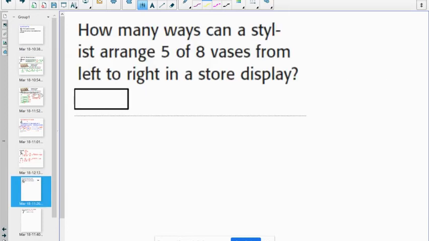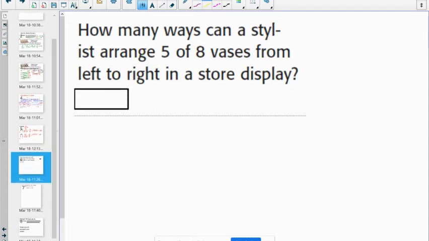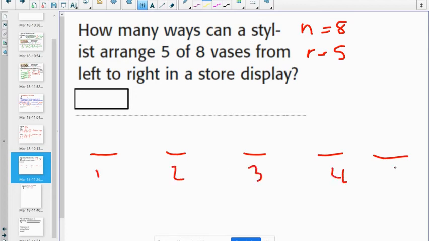Now we're moving on to the next slide. It says, how many different ways can a stylist arrange 5 vases from left to right in a store display? Okay. So let's find out what our n equals and what our r equals. Well, we have 8 total vases, so 8 is going to be our n. There are 5. That's how many we're picking. So if we have 5 different slots here, vase 1, vase 2, vase 3, vase 4, and vase 5.